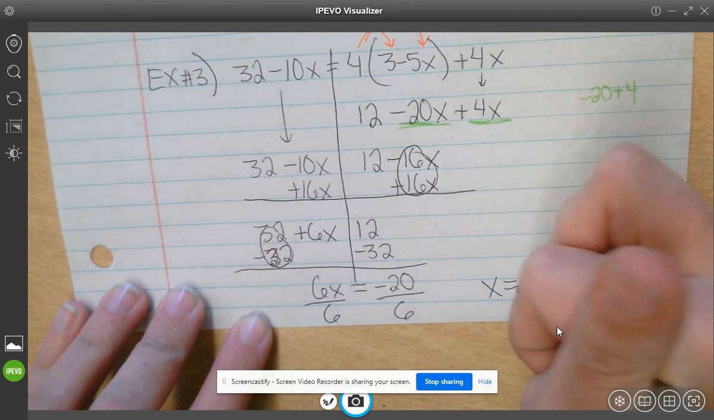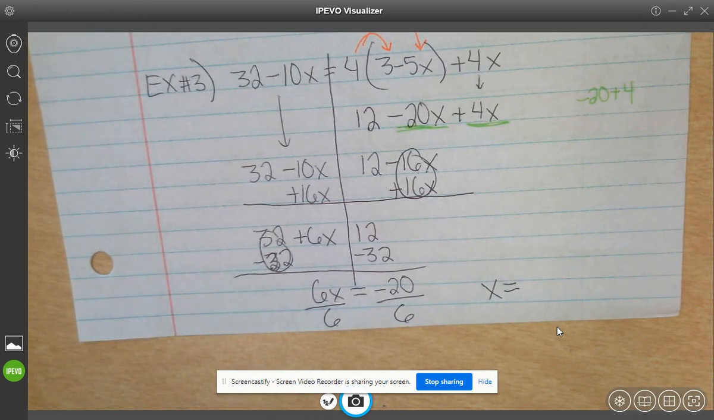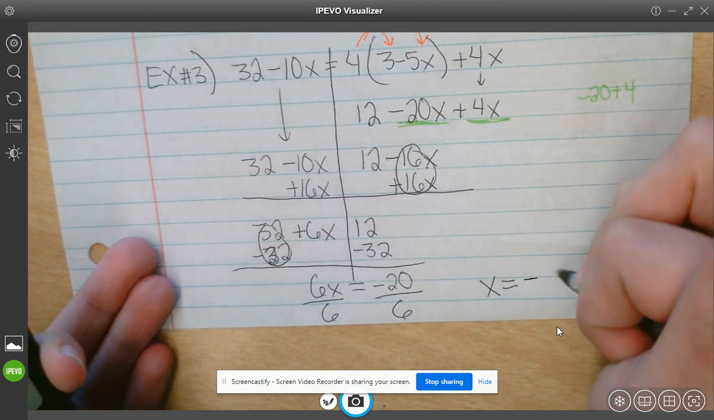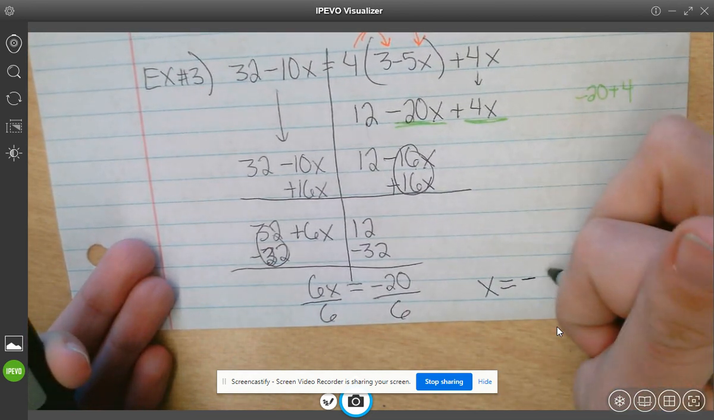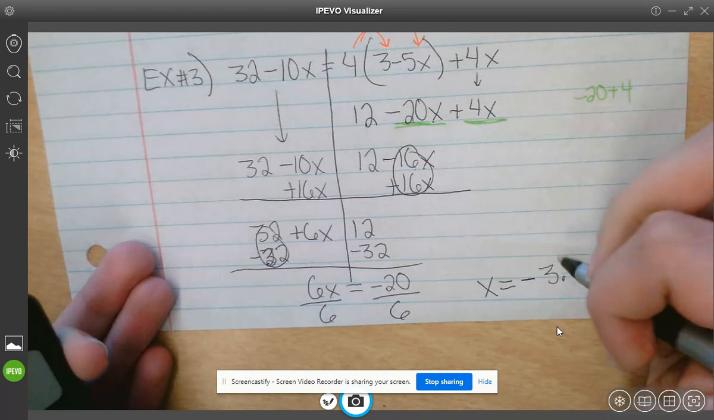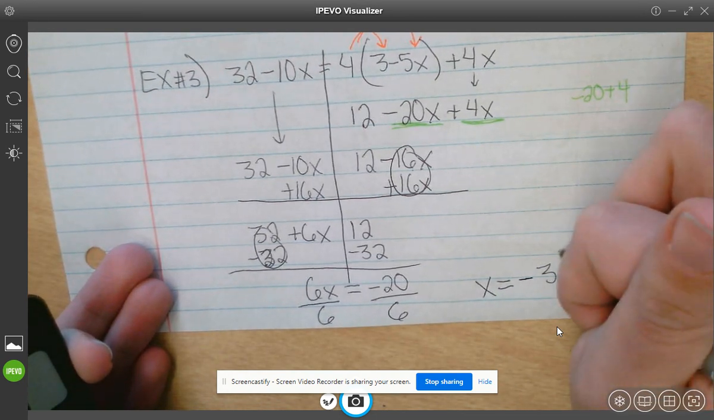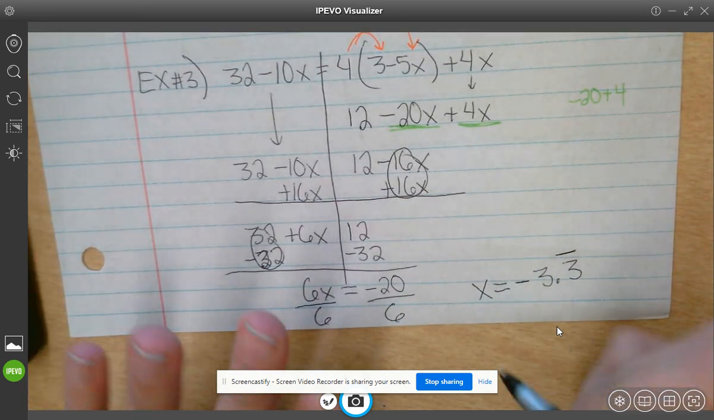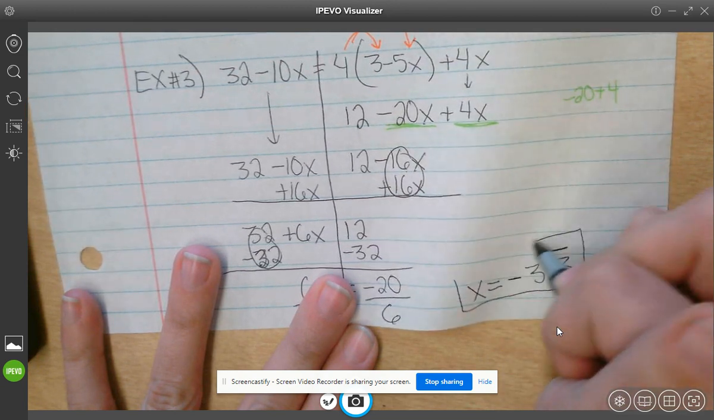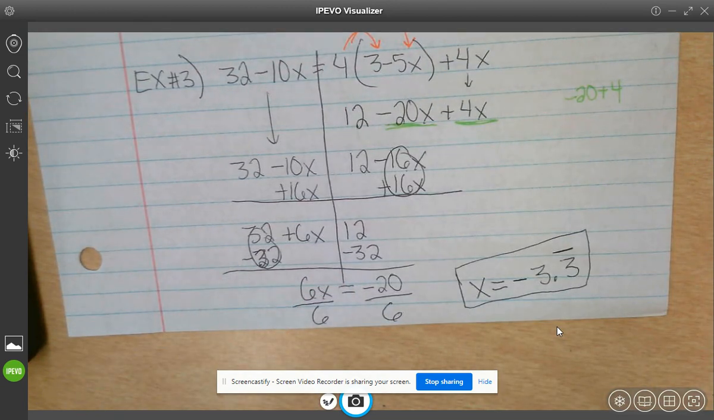So x equals, if I take 20 divided by 6, I know I'm going to get a negative because a negative divided by a positive is a negative. My calculator says 3.3333, so negative 3 with a bar over it. And that is my answer. So rewatch that if you want to get a refresher. We got 2 more examples.